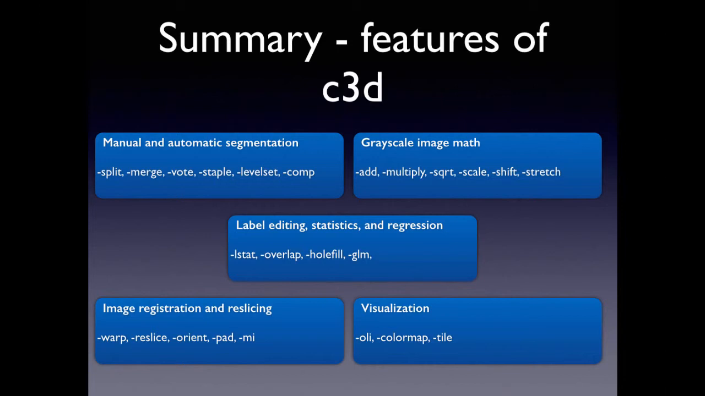There's statistics, regression, registration and reslicing we didn't get into. You can apply warps to an image. You can reslice it to a different orientation, change its dimensions. And then there's visualization stuff, so you can create overlays and color maps and tile, you can create 2D slices and output different parts of the image. So there's a lot of different stuff.